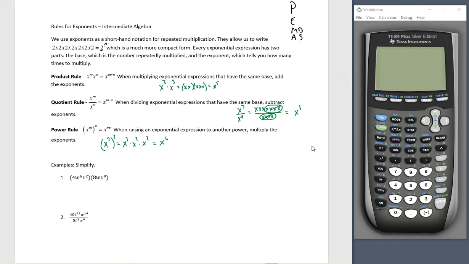And check this out. If you are multiplying two things with the same base, you add their exponents. Right? This is the product rule. If you are dividing two things with the same base, you subtract their exponents. That's the quotient rule. Power rule: an exponent to an exponent. So if you have an exponent raised to an exponent, you're going to multiply it.